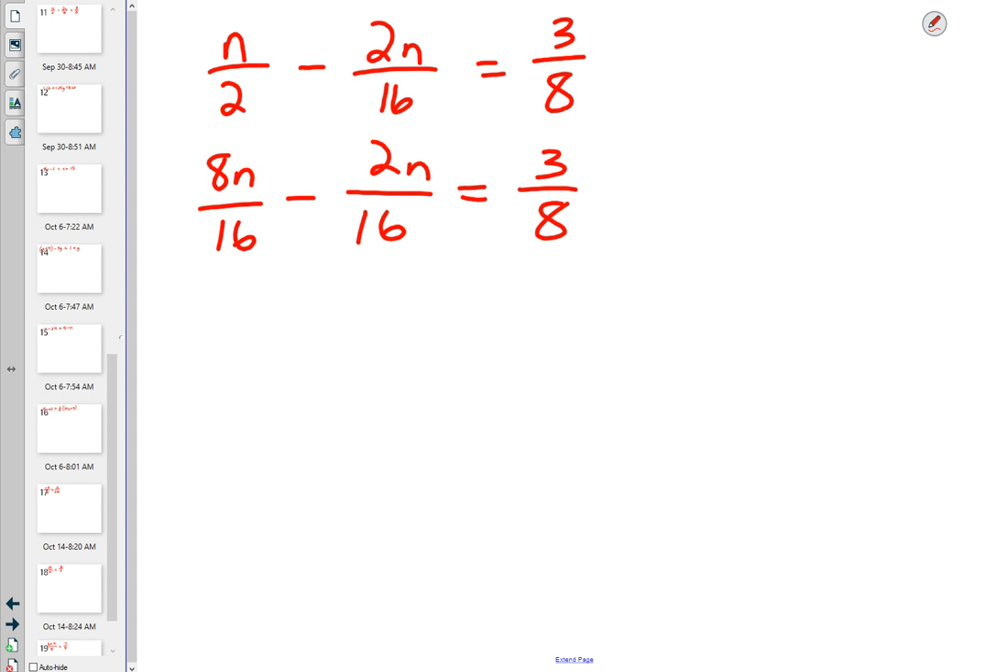Now I can subtract. The denominator stays the same. Ronald will make sure of that. And then 8n minus 2n is 6n.